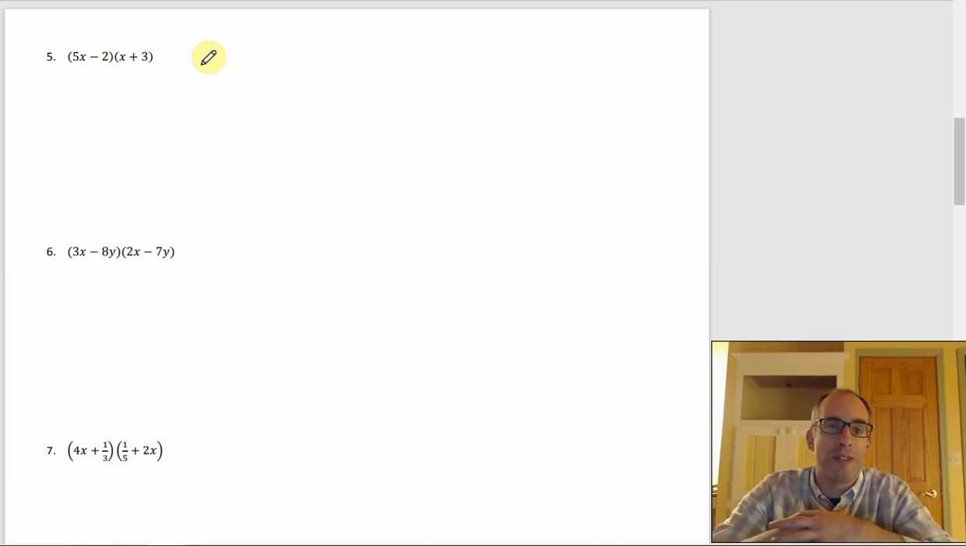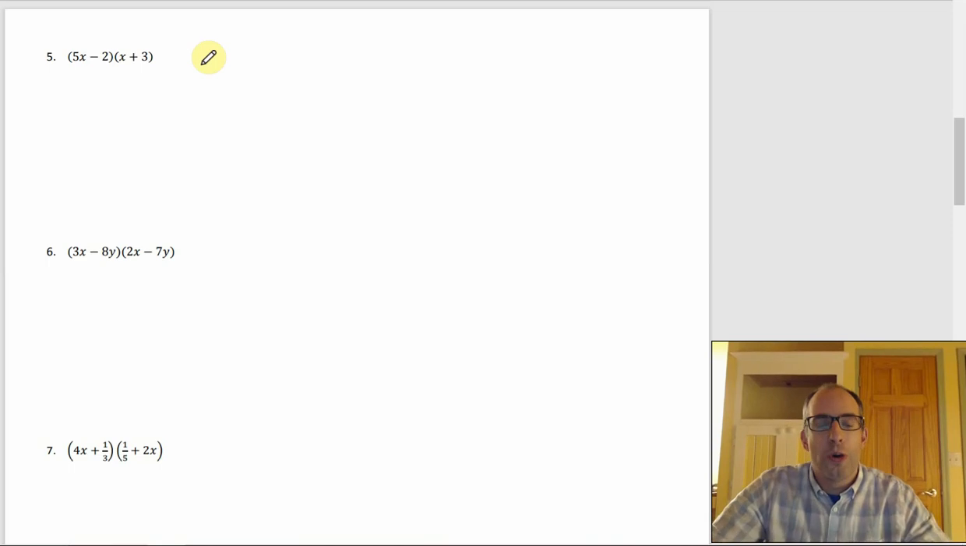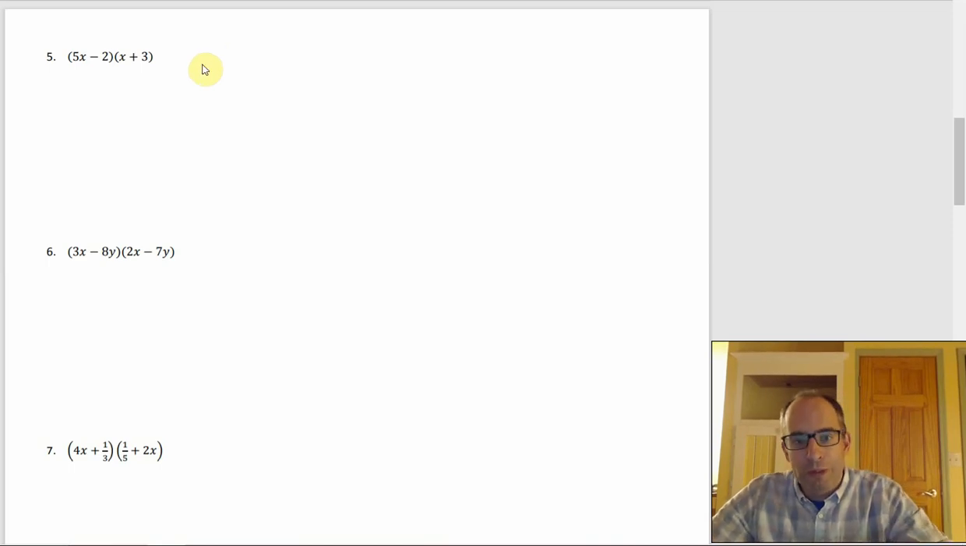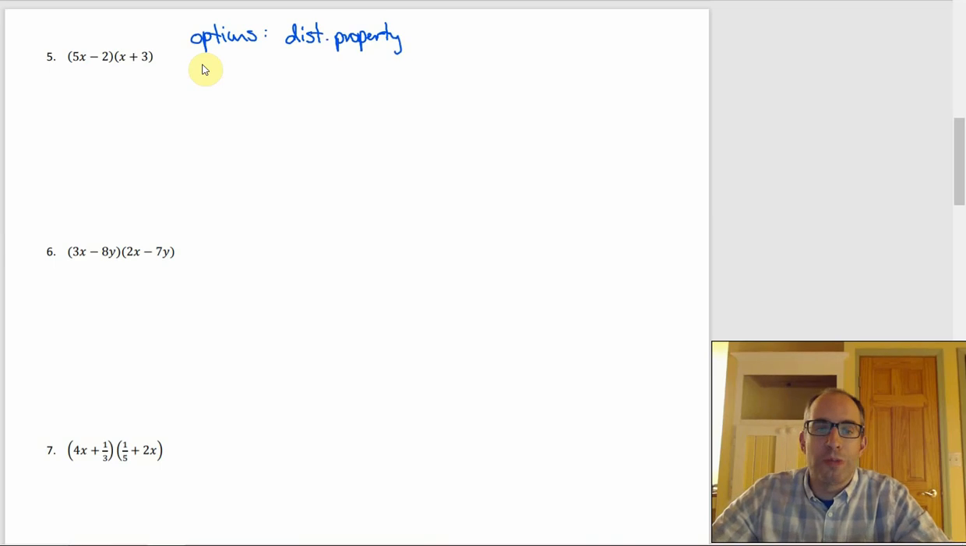You could distribute the 5x minus 2 through the x plus 3, or you could distribute the x plus 3 through the 5x plus 2. So I guess our options here, you could use the distributive property, which would also be called multiplying horizontally.